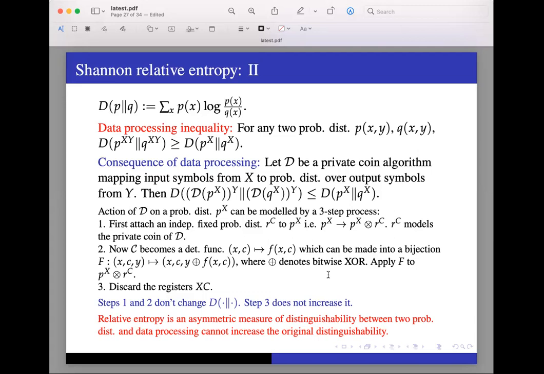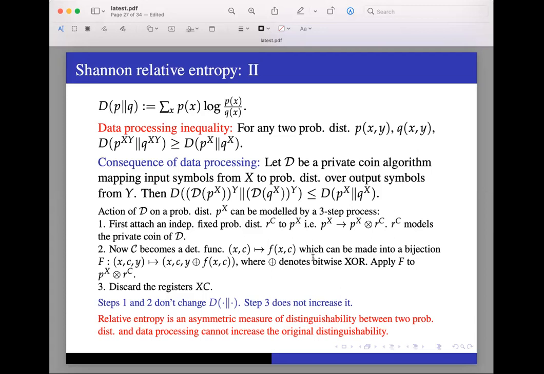After this, D becomes a deterministic function. Why is that? Because now the coin has been set. So the deterministic function can be thought of as mapping the input X and a sample from the coin C to some function f of X, C. Remember this function f is supported on Y. So f maps X comma C to the alphabet Y.